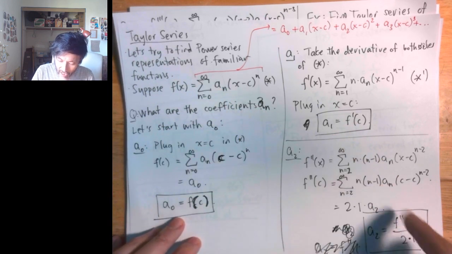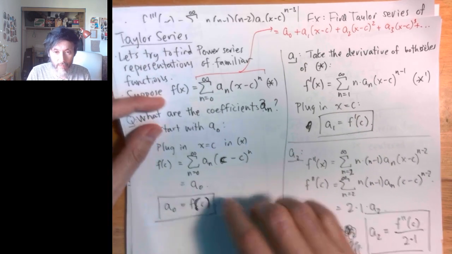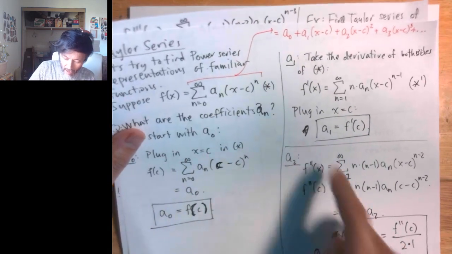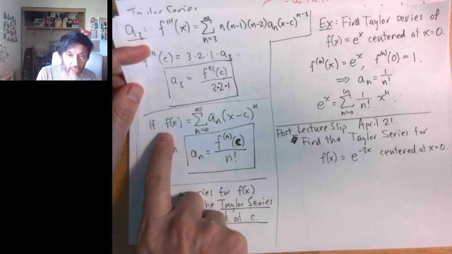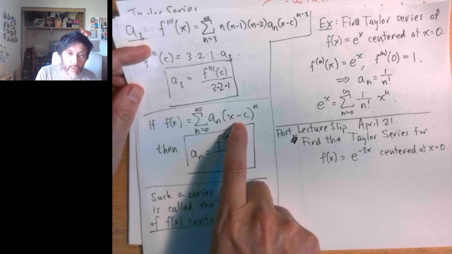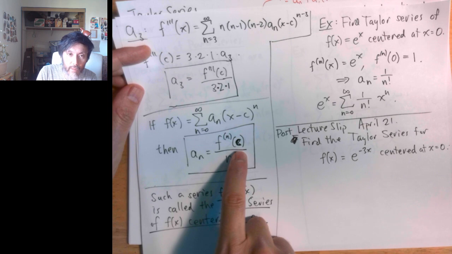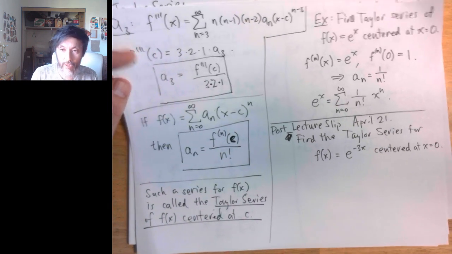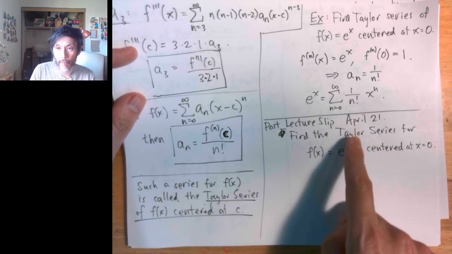And then we did some really fancy stuff in a very nice process to determine that, in fact, if you want the nth coefficient of the Taylor series of f centered at c, what you do is you take the nth derivative of f, evaluate it at c, and you divide by n factorial. It's just a beautiful result. We did that.